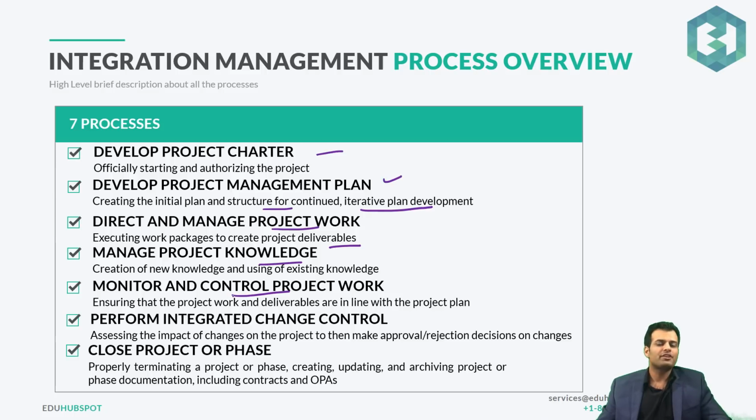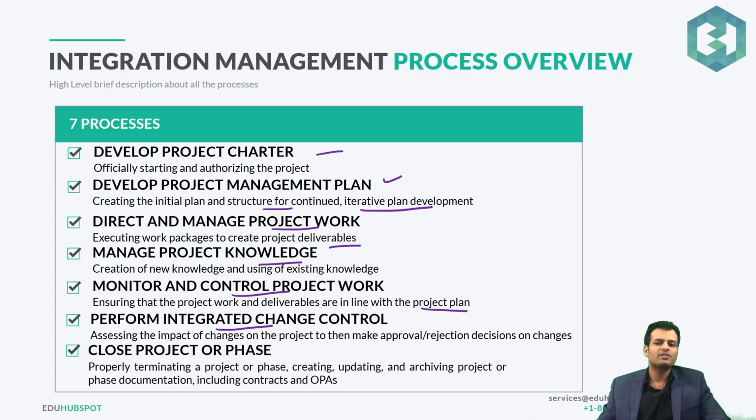Then we have the monitor and control project work, ensuring that the project work deliverables are in line with the project plan. So what we are doing over here, we're doing a comparison of the project work, the work you have actually done, with the work you have planned. Same example. You planned for watching the entire integration knowledge area videos, but unfortunately you were able to just watch 3 or 4, or you were able to probably watch a scope, half of scope management also, right? You were ahead of schedule in that case. So an important one we'll be discussing in detail.